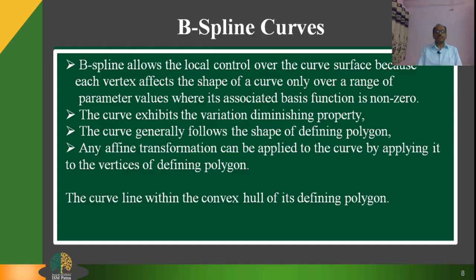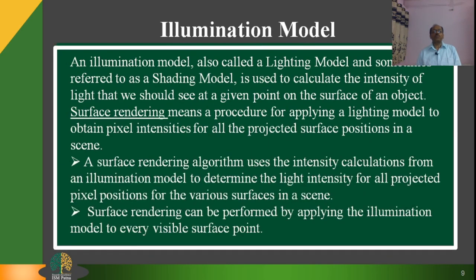The next characteristic is that the curve exhibits the variation diminishing property. The curve generally follows the shape of the defining polygon. Any affine transformation can be applied to the curve by applying it to the vertices of the defining polygon. The curve lies within the convex hull of its defining polygon. So, B-spline curves are more appropriate and useful in object preparation.